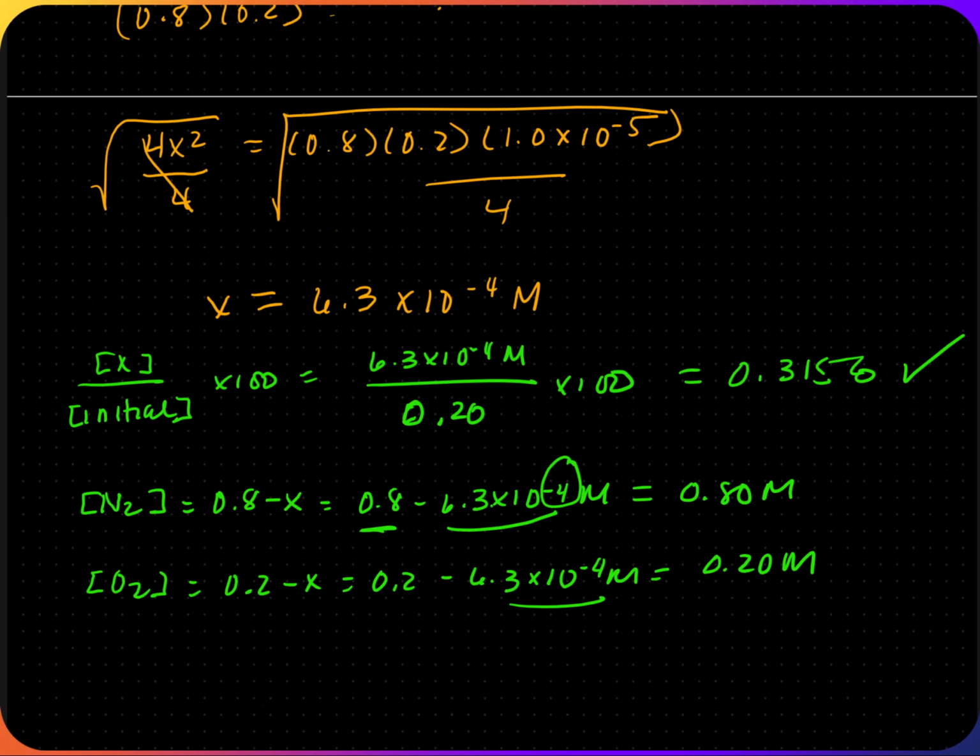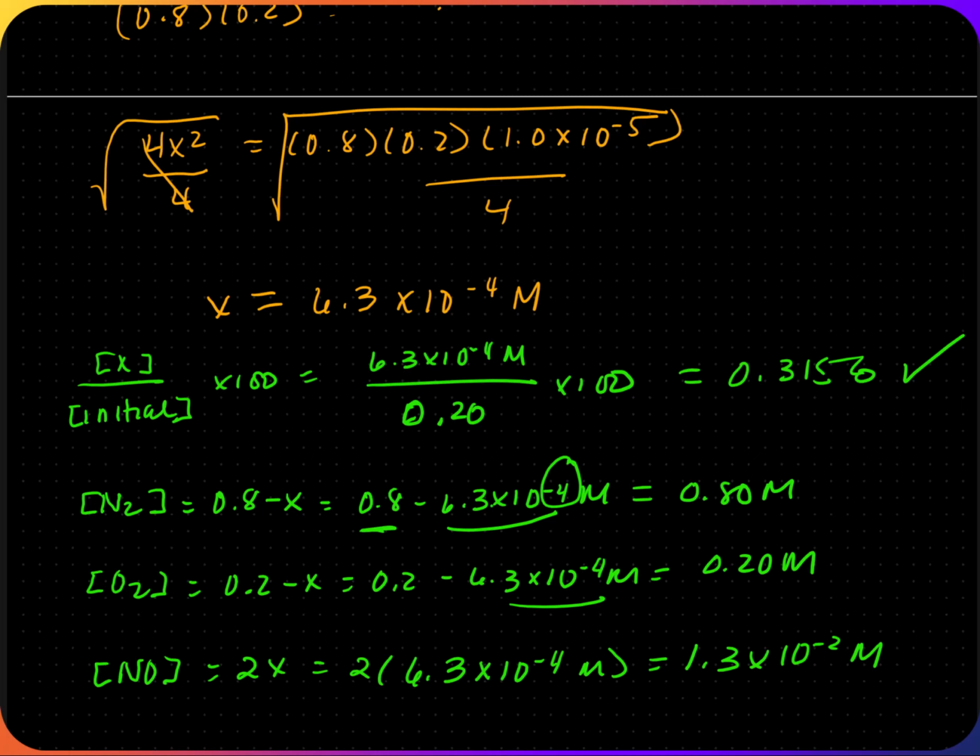And then we need to find the equilibrium for NO. This is equal to 2x, so this is going to be 2 times 6.3 times 10 to the negative fourth molar, which equals 1.3 times 10 to the negative 2 molar. The 5% rule makes the math a lot easier by eliminating x. We could eliminate x because the x is so small that when I subtract it from another number, it is the number that we are subtracting from.